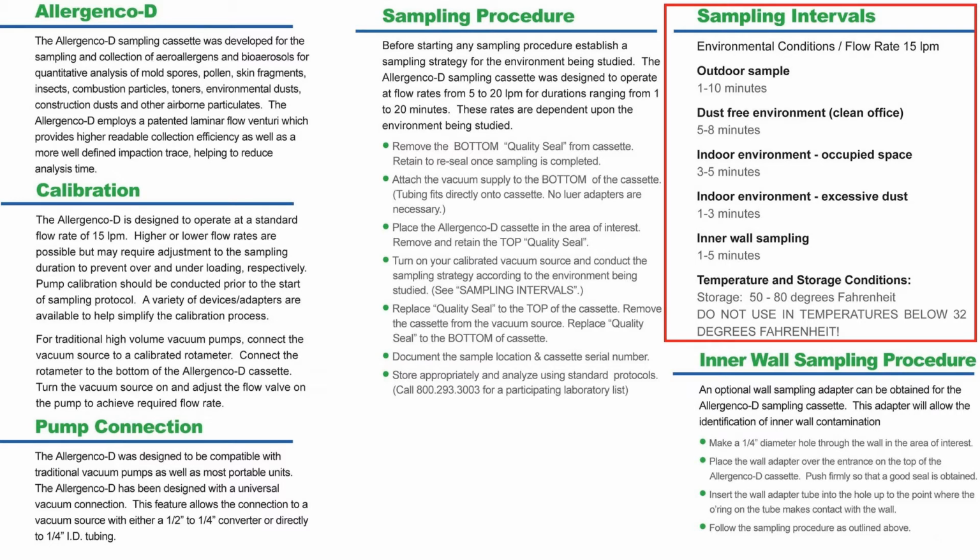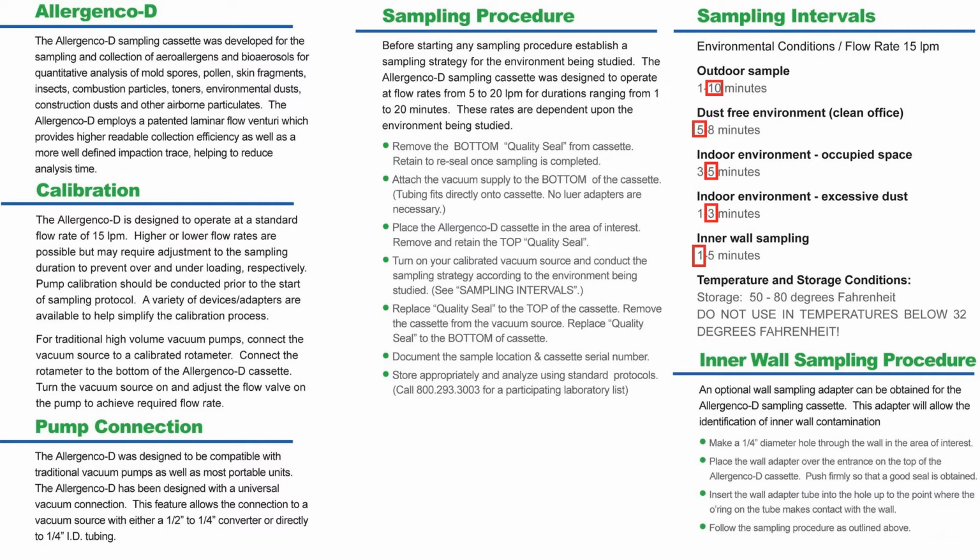Decide how long you would like to take your sample for. If you're unsure, we generally recommend a 5-minute sample for most environments. The vast majority of the time, a 5-minute sample will get results that you can use. Here are the full manufacturer recommended sampling intervals. We've also marked the most common sampling intervals other inspectors tend to use for each type of sample. Pause the video if you'd like to review them in more detail.